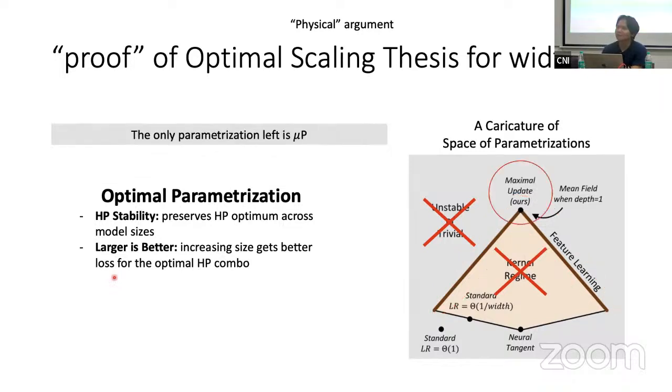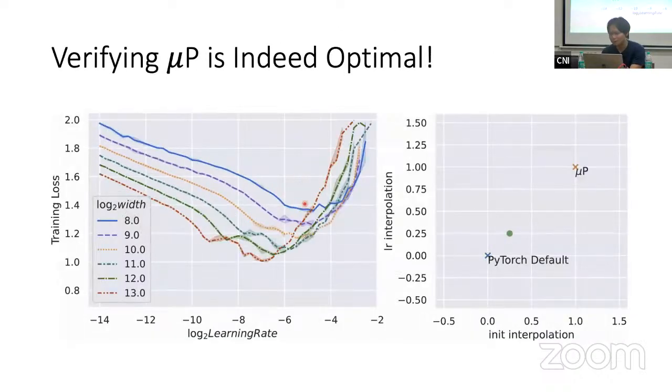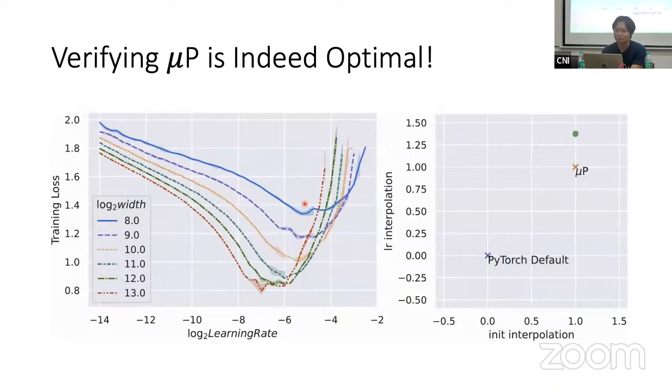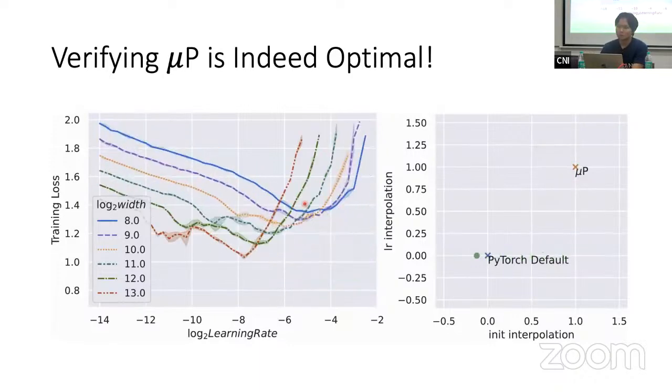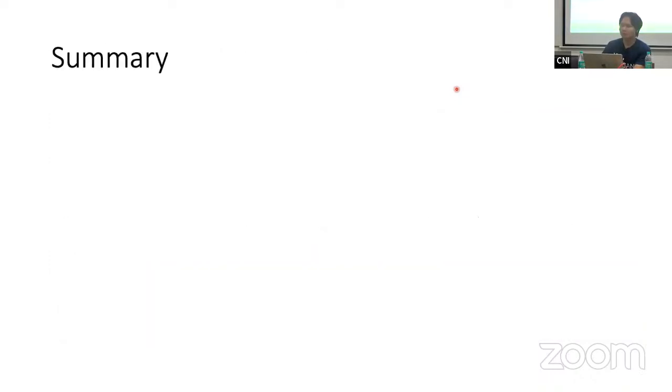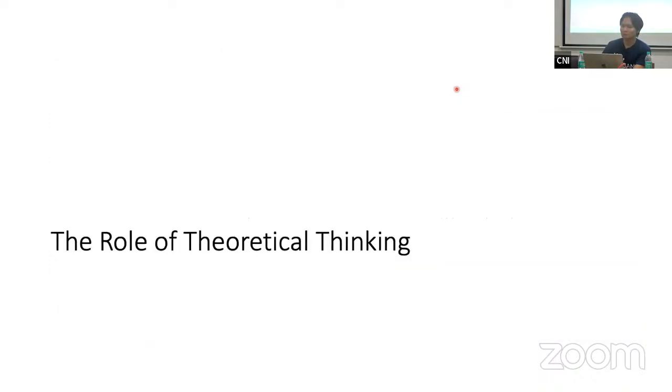So essentially that's it. Once you have the mathematical picture, it's very easy to see which limit should be the optimal limit that corresponds to this optimal parametrization. And then you can just experimentally verify that everything works. Okay, so now let me just try to quickly conclude.